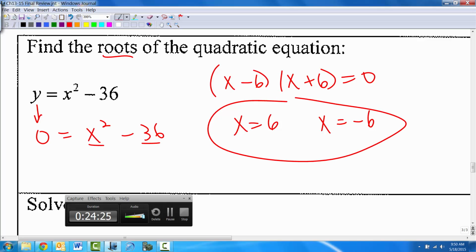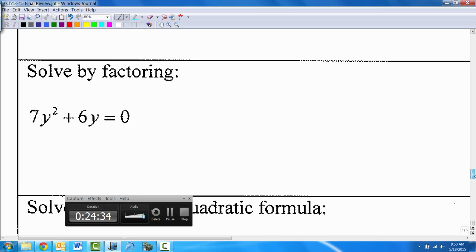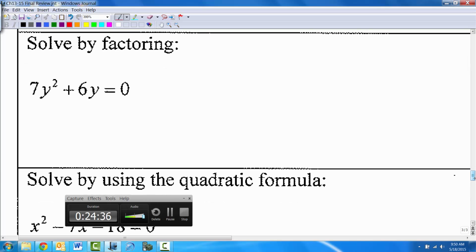Or you could have plugged in 0. You could have added 36 to both sides and square rooted both sides and then put plus minus in front of the 6. You have options. This one, I thought I'd throw this in here just to demonstrate solving by factoring when we have a little different type of factoring. This is only 2 terms.